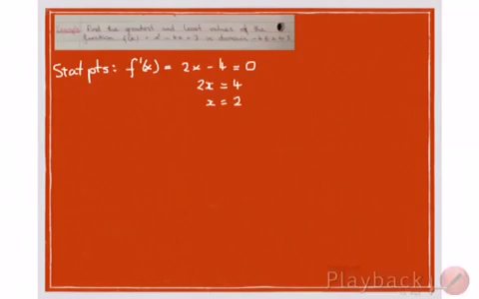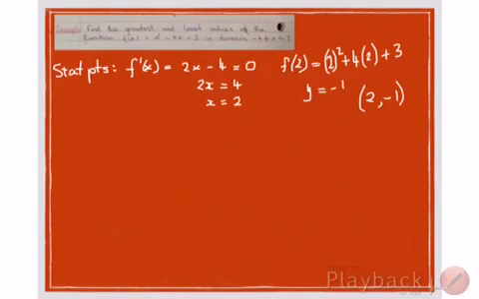Okay, so when I know my x is equal to 2, I can now find the y value by plugging back into my original. So f of 2 is equal to 2 squared minus 4 times 2 plus 3. And I get a y value of negative 1, which means my stationary point is (2, negative 1). So for this function, I actually only have one stationary point, so that makes it a little bit easier. And I already knew that anyway because it was a parabola or a quadratic.